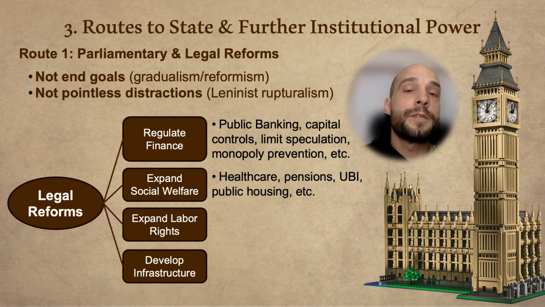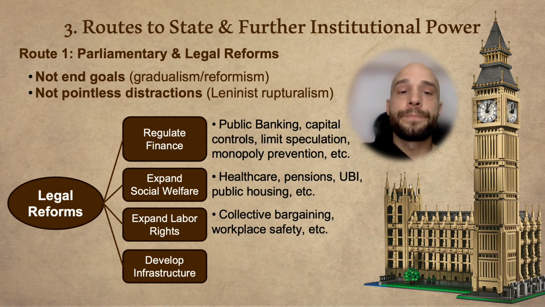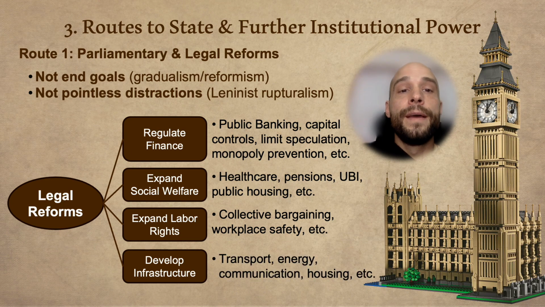Legal reforms can also expand social welfare through universal health care, pensions, UBI or some kind of guaranteed income, public housing or unemployment insurance, and a whole lot more. Protecting and expanding labor rights through collective bargaining, workplace safety laws, and anti-dismissal protections strengthens workers' capacity to organize. Developing infrastructure, transport, energy, communication, and housing lays the material foundation for collective provision and democratic planning. These measures stabilize and strengthen collective organization while showing that state institutions are not monolithic.